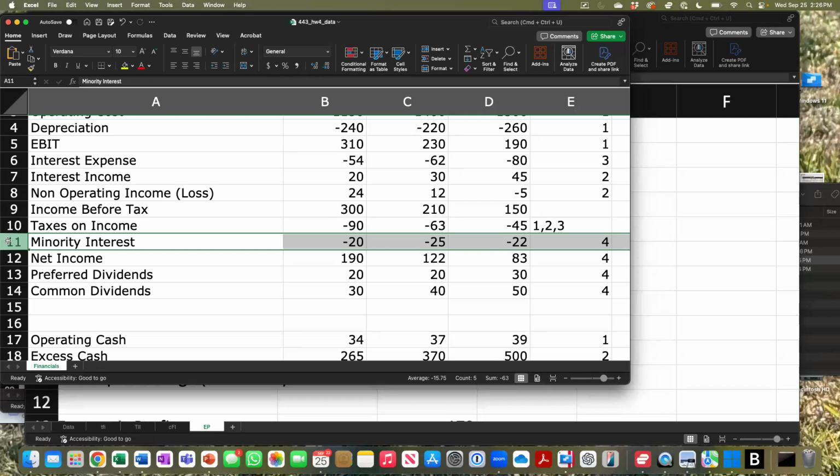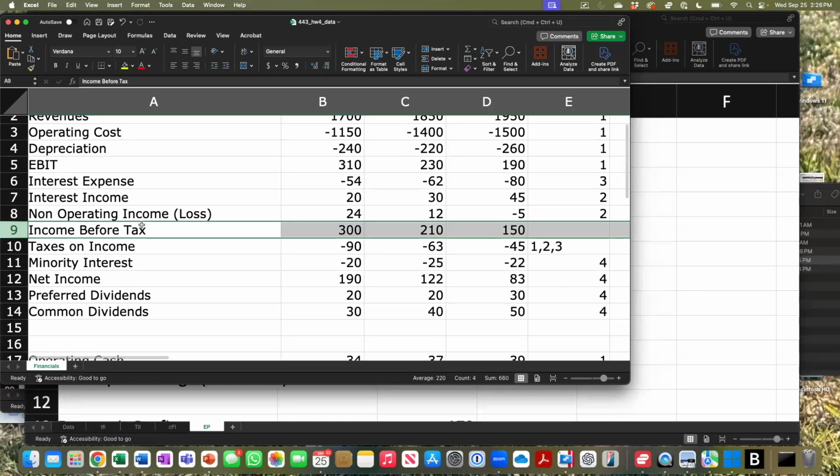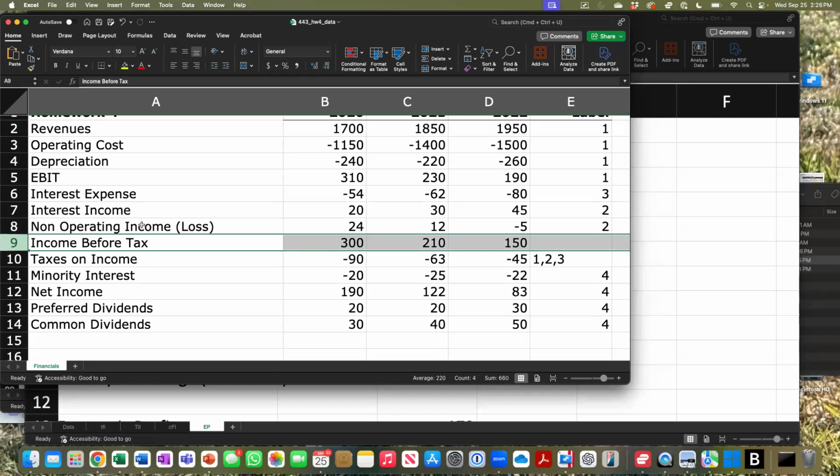Right? And so here's another rule of thumb. You see row 9, income before tax. Everything above income before tax is a pre-tax number. Everything below income before tax is an after-tax number. So when you're doing your assignment, you're like, oh, do I need to tax affect this? Well, look, interest income is above income before tax. Therefore, I have to tax affect it. Amount times 1 minus the tax rate.